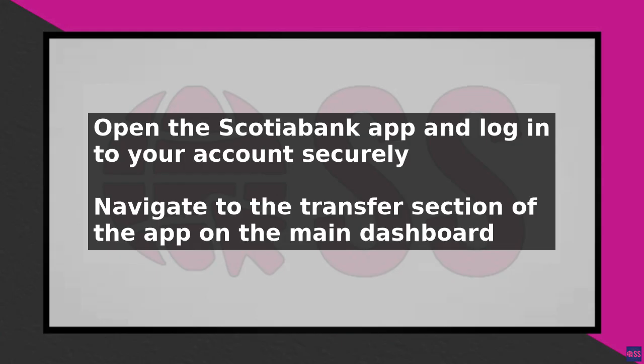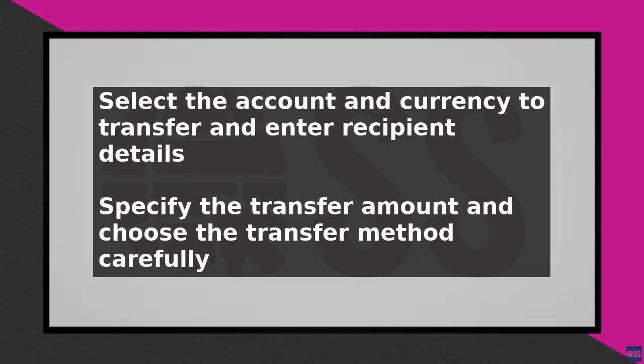After entering the recipient's information, you will need to specify the transfer amount and choose the transfer method. Scotiabank offers various transfer methods, including wire transfers and online transfers. Each method has its own fees and processing times, so be sure to review the details before proceeding.